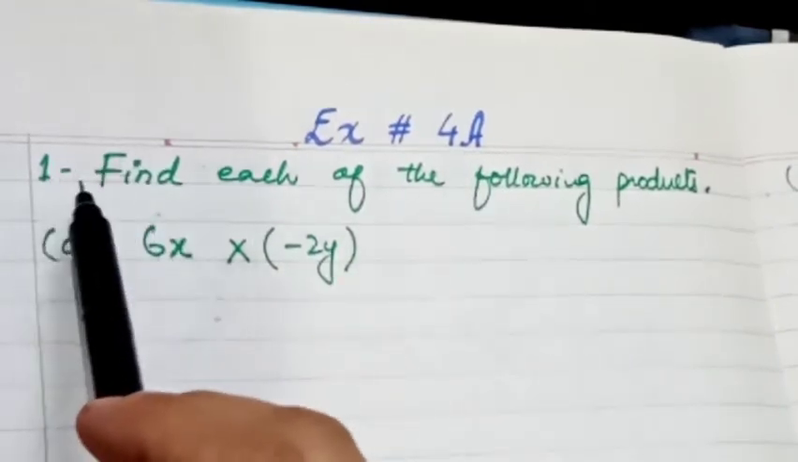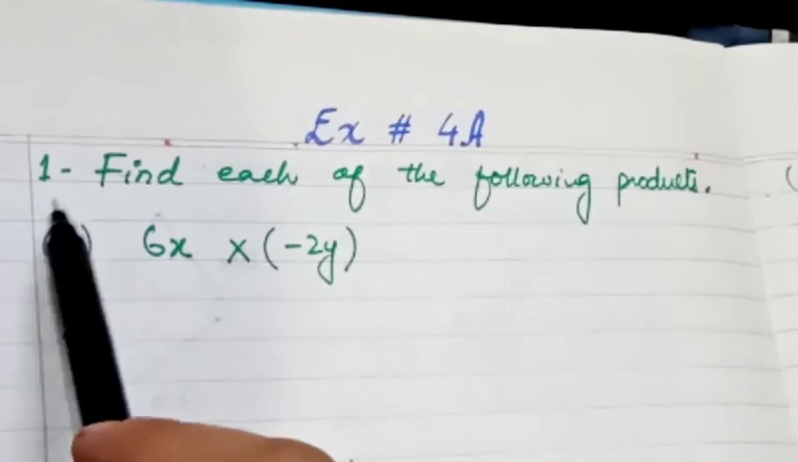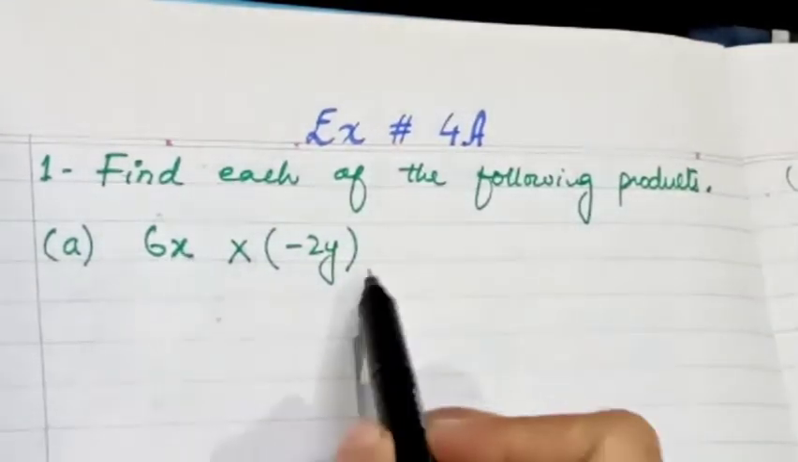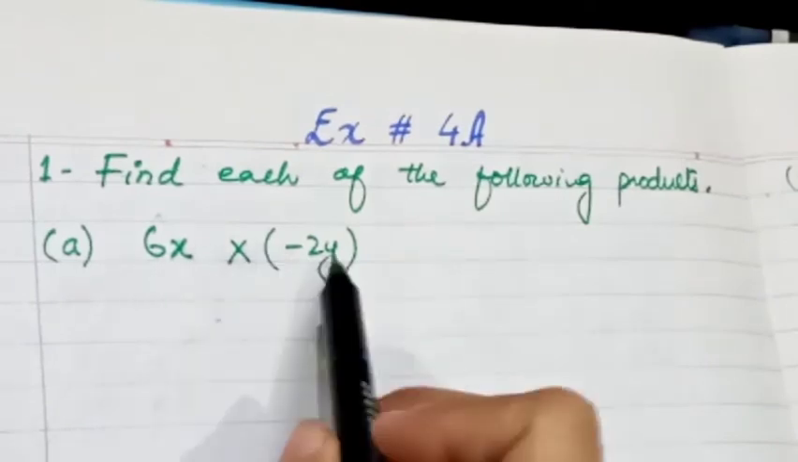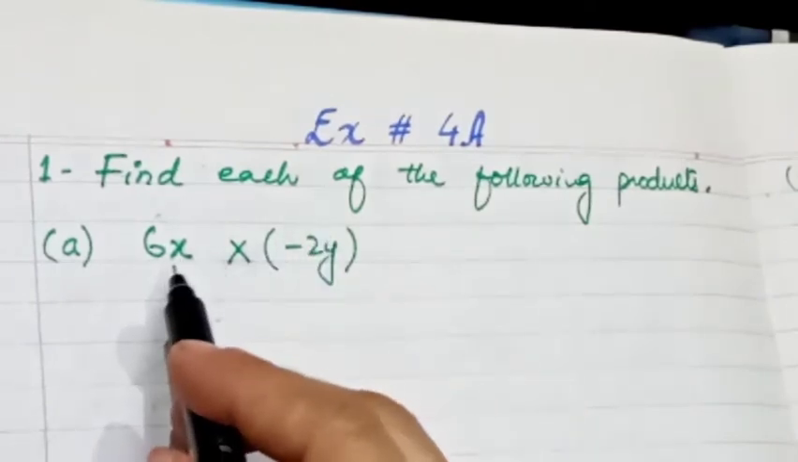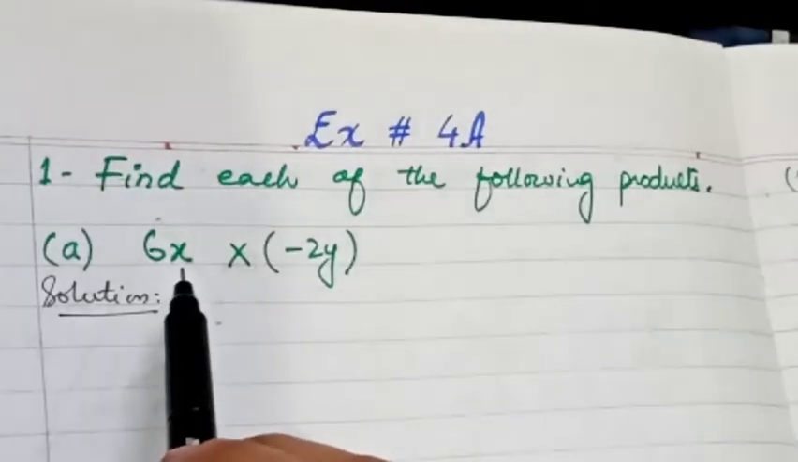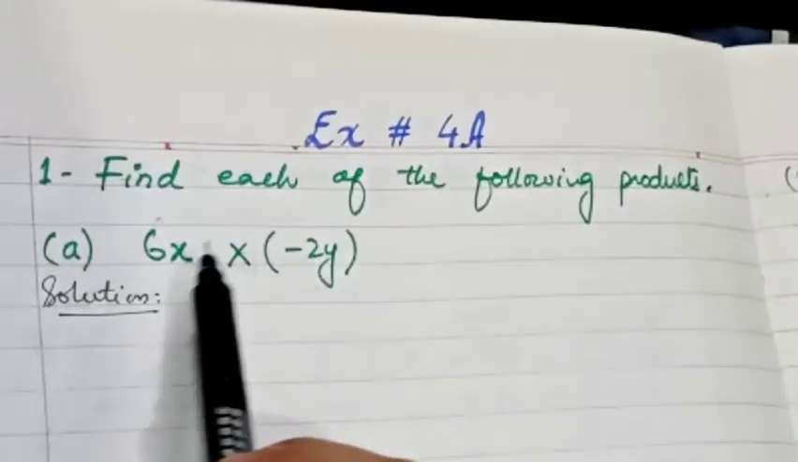The first question is find each of the following products. So in this question we have to find the product of two terms. Here we have only one difference, that we have two different variables. Starting solution, I have to multiply 6x with minus 2y.